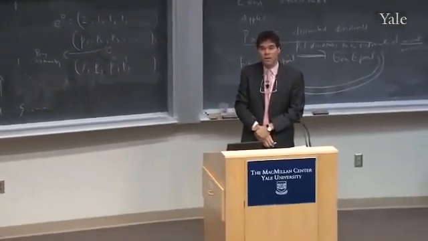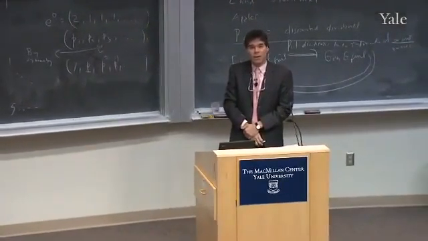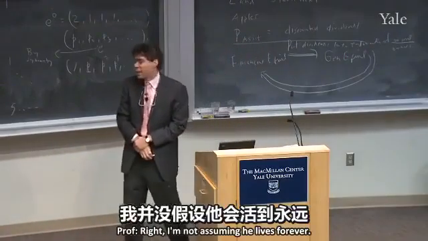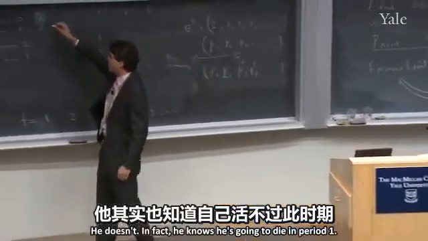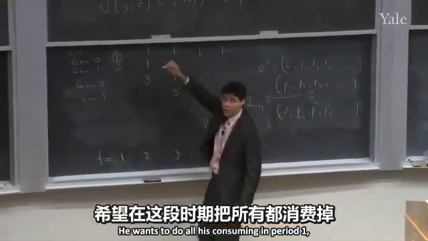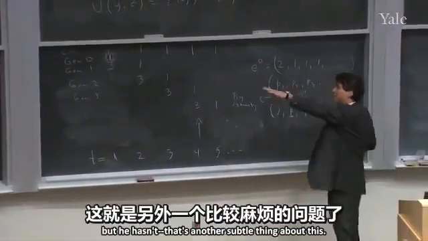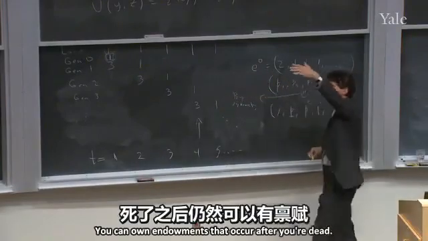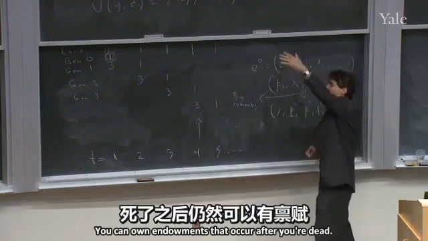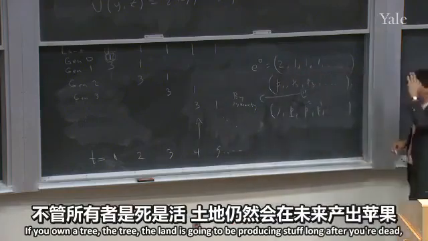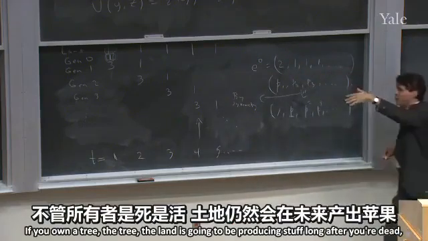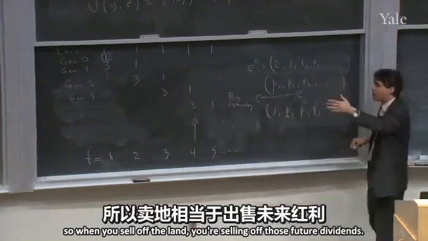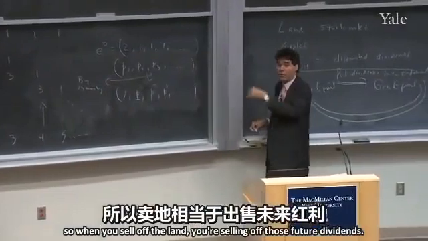Are you assuming he lives forever, or are you just saying all the future dividends are part of his endowment? Right, I'm not assuming he lives forever. In fact, he knows he's going to die in period 1. He wants to do all his consuming in period 1. But he has endowments. That's another subtle thing about this. You can own endowments that occur after you're dead. If you own a tree, the land is going to be producing stuff long after you're dead. So when you sell off the land, you're selling off those future dividends.